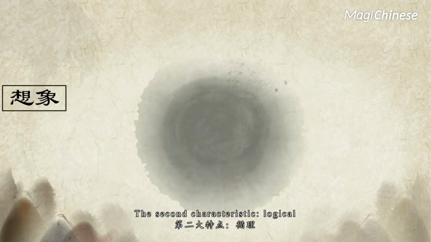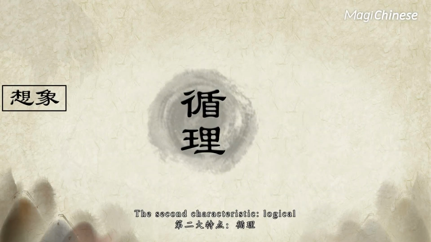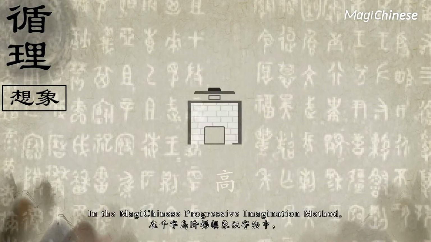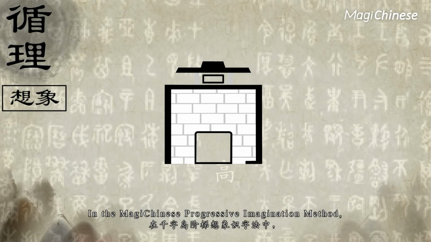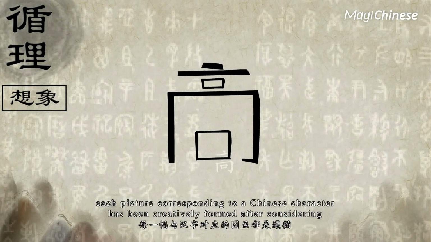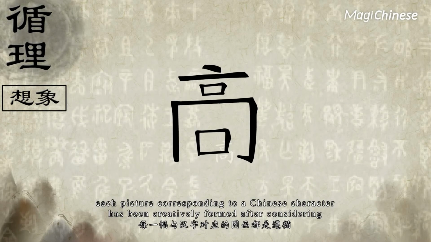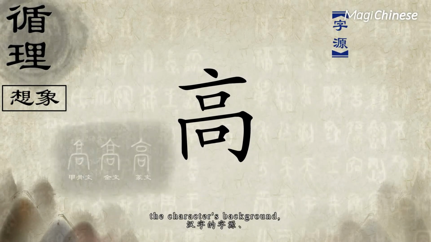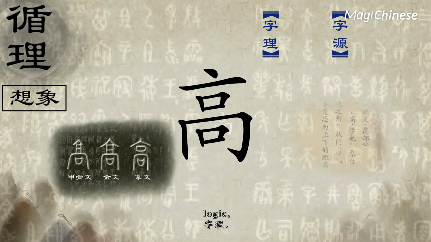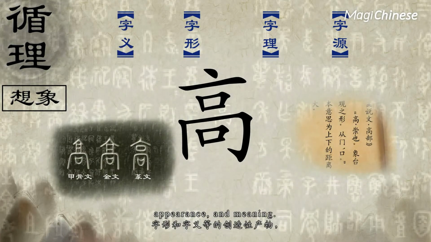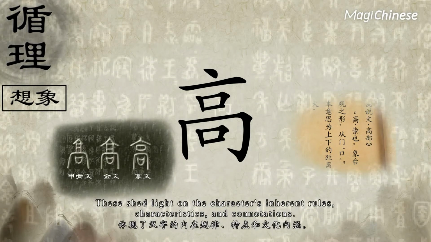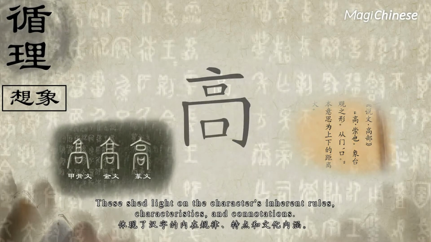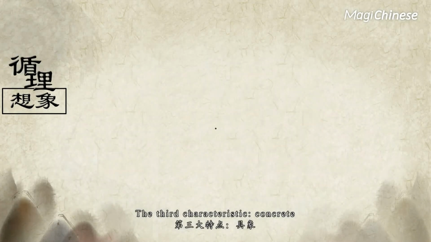The second characteristic, logical. Each Chinese character has its own logic. In the MagiChinese Progressive Imagination Method, each picture corresponding to a Chinese character has been creatively formed after considering the character's background, logic, appearance, and meaning. These shed light on the character's inherent rules, characteristics, and connotations.